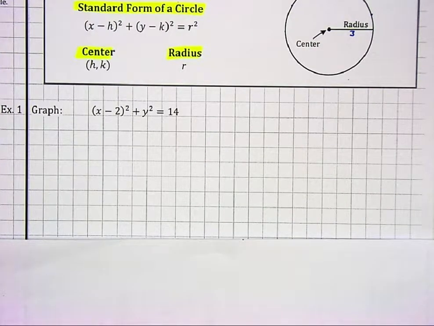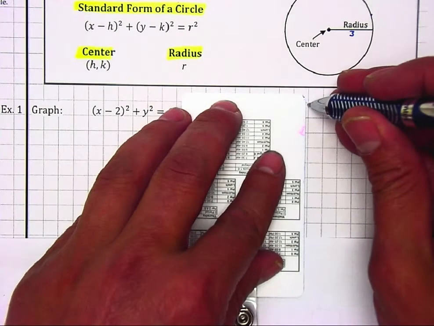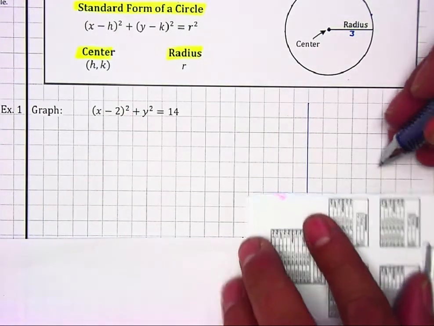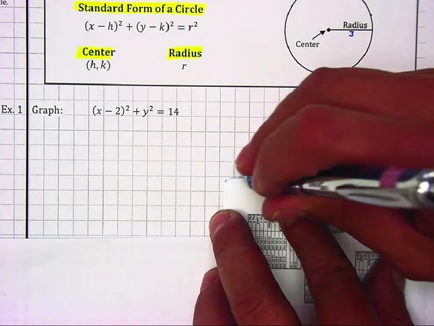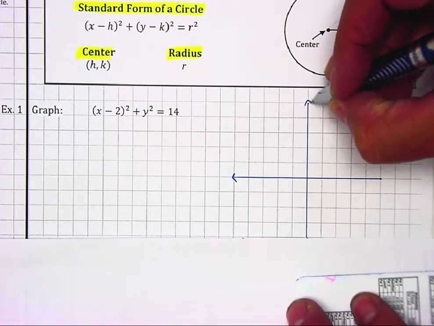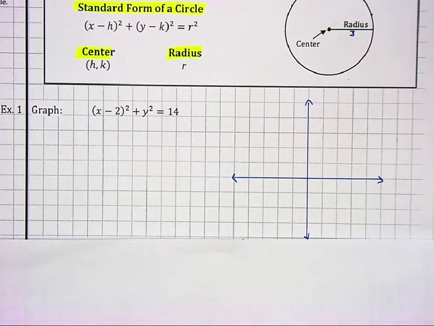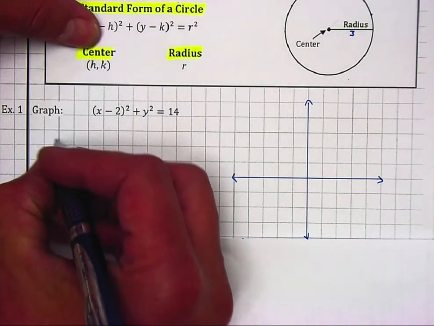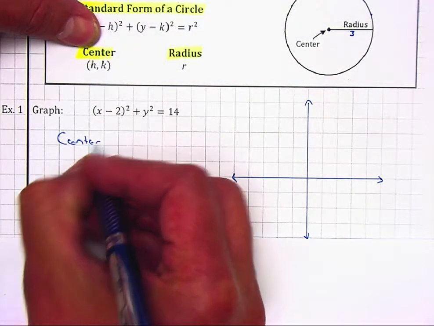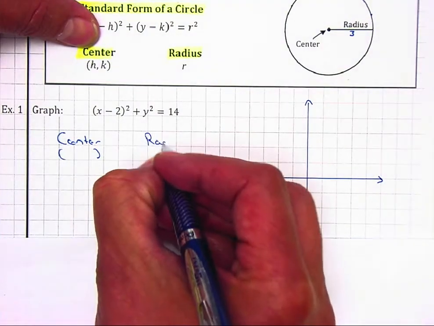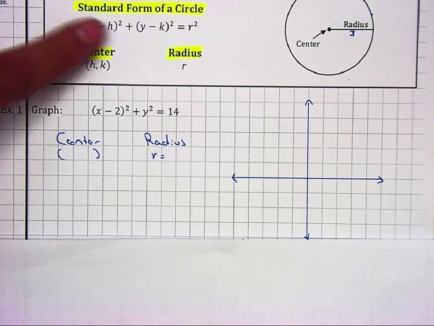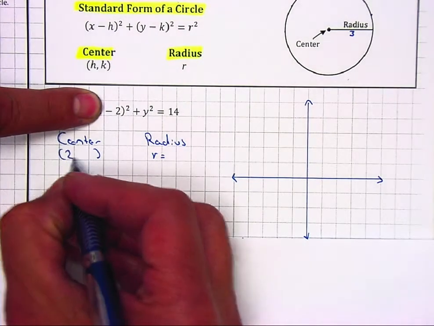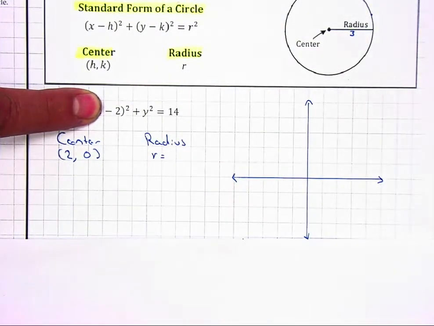I'm going to make an x and y axis, and I just need to do a 5 by 5. Now, in order to be able to graph it, I need to find my center and the radius. My center is given by H and K. So in this case, my center will be positive 2, and there's no K, so it'll be 0.